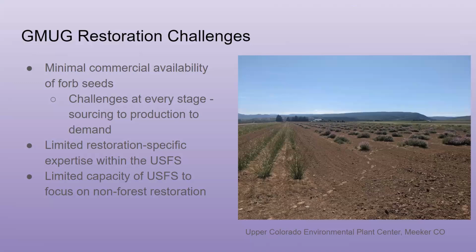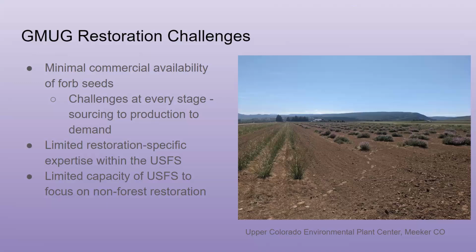But forbs are hard to source. They're hard to produce. This photo is from the Meeker Plant Center that Maggie mentioned earlier. It's a super cool place. It's run by 2 conservation districts. They're doing a lot of great work with common garden plots. They're trying to figure out what forbs are suited for a production environment. But grasses are a pretty easy crop where you grow them and you harvest the seed and you grow more seed. Forbs, as I've learned, are a lot more complicated.